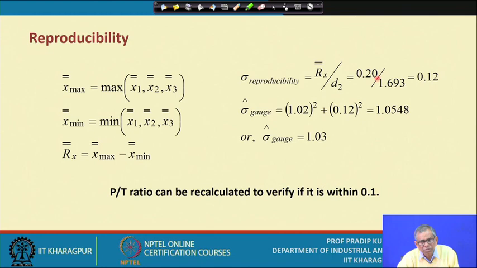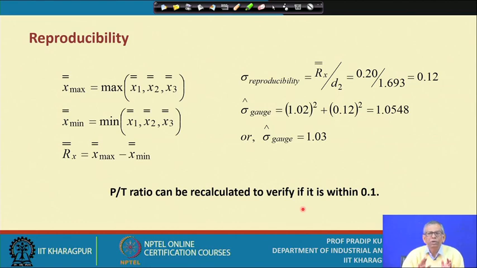So it is 0.20, just as an example, divided by 1.693. This value you can read from the control chart factor table. So that is 0.12. Now what is sigma square gauge? That means 1.02 square plus 1.12 square, that is 1.0548. So sigma gauge is 1.03. Is it clear? Now you can calculate the P/T ratio. It is 6 into sigma gauge, that is 6 into 1.03. The P/T ratio can be calculated to verify whether it is within 0.10, that means 10%. Is it clear?